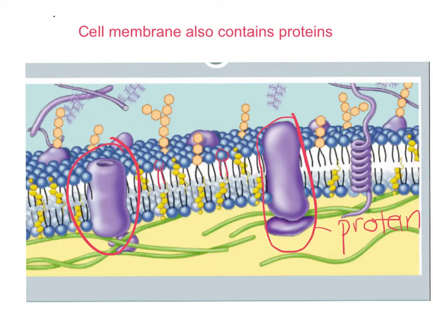So the structure of the cell membrane is that it's made up of tons of little lipids, and inside those lipids are floating these proteins. All these purple molecules represent proteins. And there are a lot of proteins, but there are definitely more lipids.